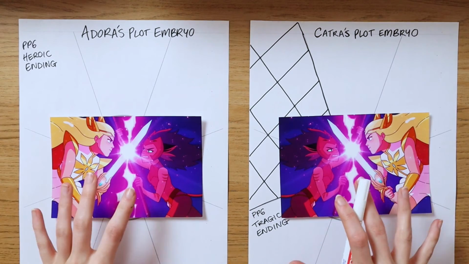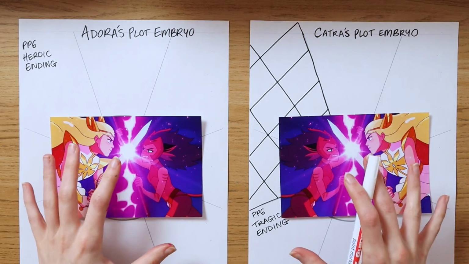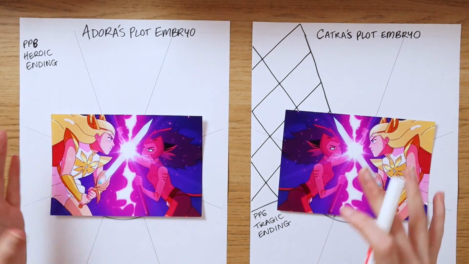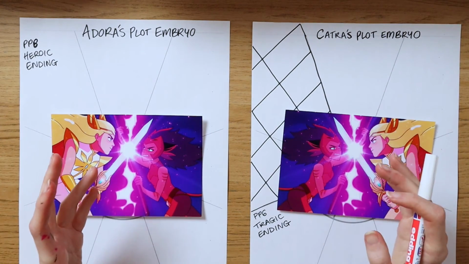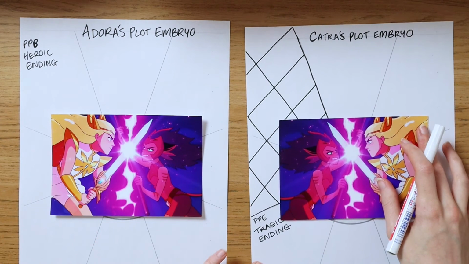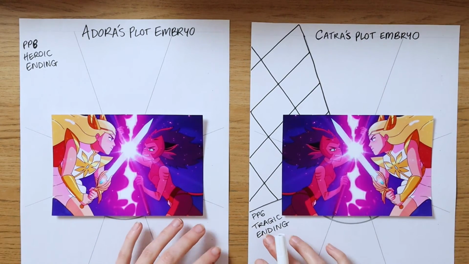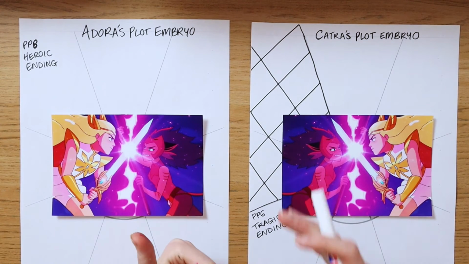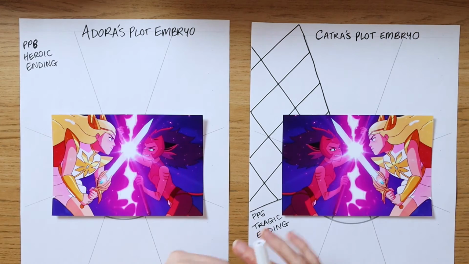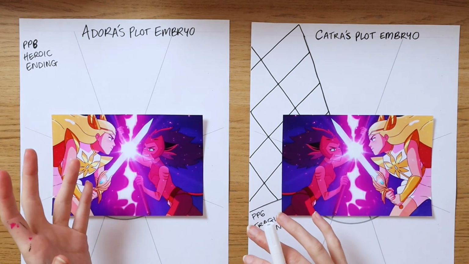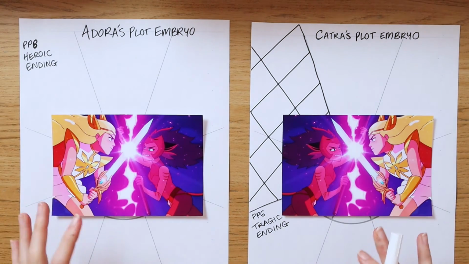So, here are our two plot embryos, these two sides of this one conflict. Now, the reason we have this heroic and tragic combo is because of what we said earlier about the only way to resolve a conflict, a true conflict, is for either one side to forfeit and give up their motive goal and withdraw from the conflict, or for one side to win and the other to lose, in some sense. And that's what is playing out here.